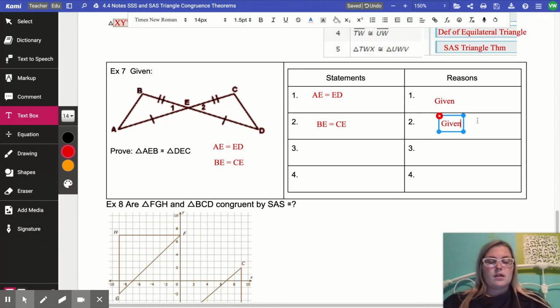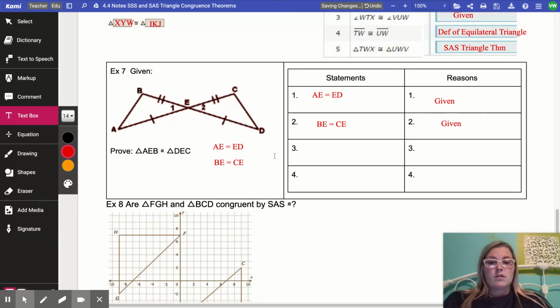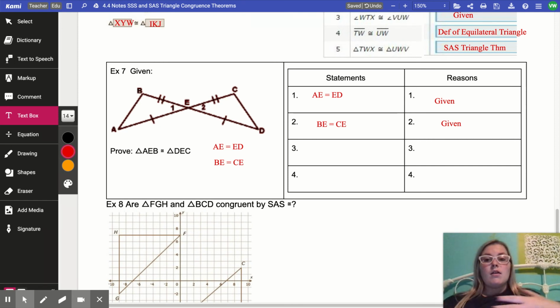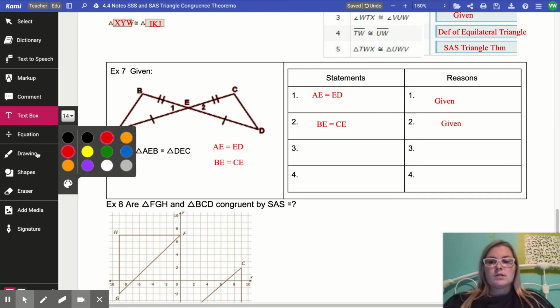All right, now I want to prove that these two triangles are congruent. So I have two sides that are congruent. I need to either prove that the third side is congruent by side, side, side, which we don't have, so I'm not even going to go down that path. Or, oh, I see that they have these two angles labeled 1 and 2.